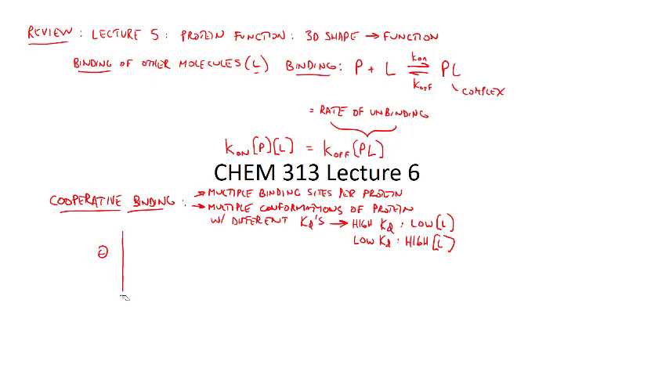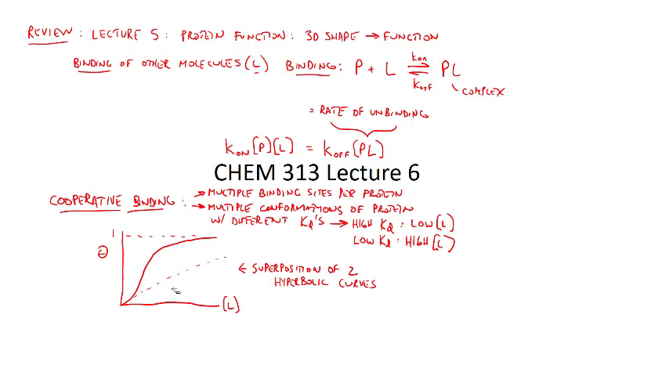And in the situation when this occurs, your theta curve becomes S-shaped. It still levels off at 1, but what we're actually seeing here is a superposition of two hyperbolic curves. The protein starts off in one non-cooperative binding structure that has a high Kd. We call that structure T. And then our protein flips over to a different structure that has a lower Kd. We call that one R.